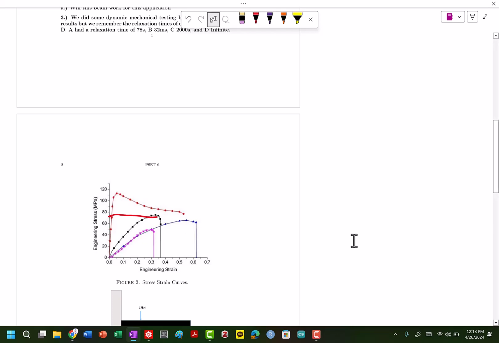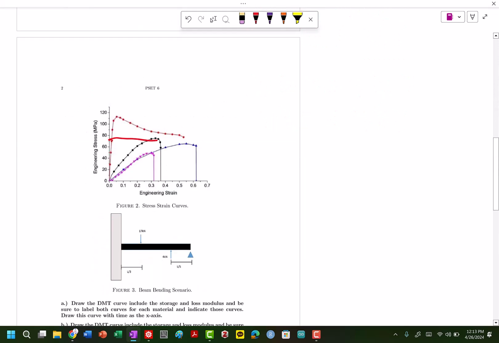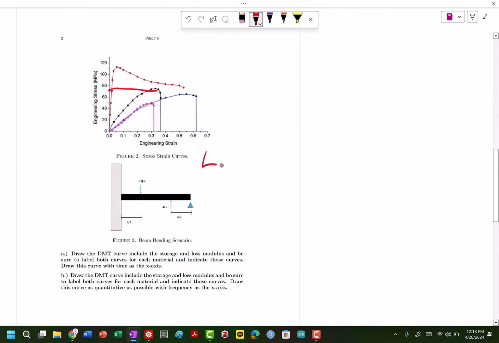So let's go ahead and see. Are we good here? We're good. Fantastic. All right, let's look at the next one. So we have a ceramic beam now. So we have an X and a Y location again. We're going to have to write out E, I, Y, 1, 2, 3, 4, X.